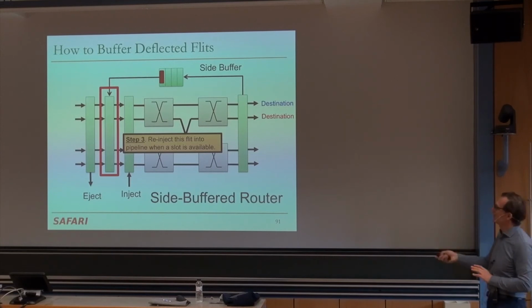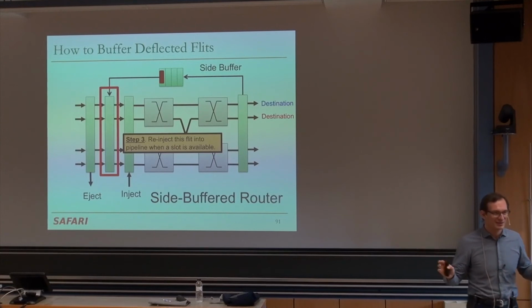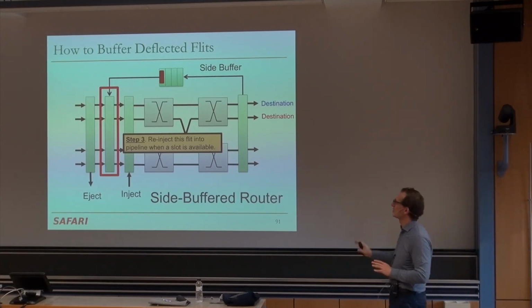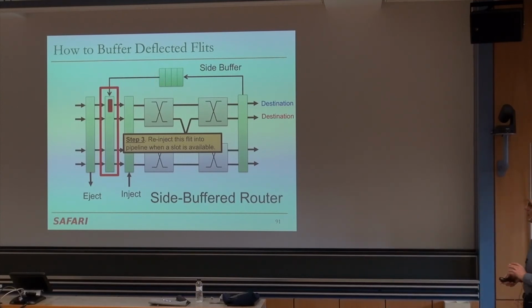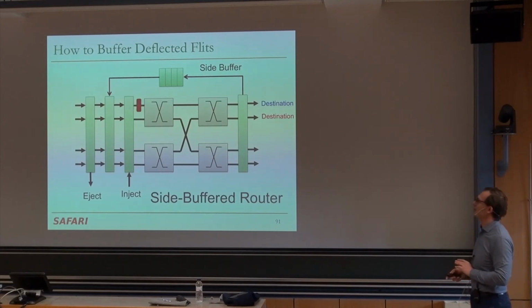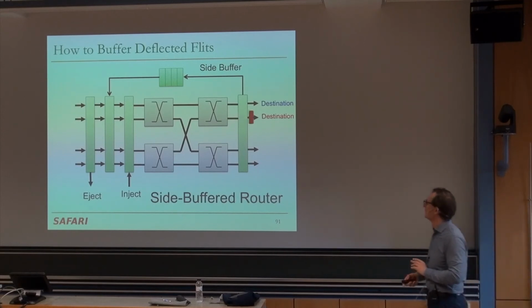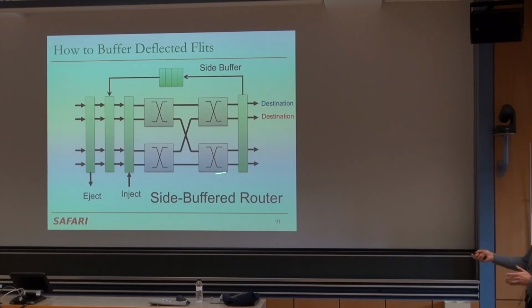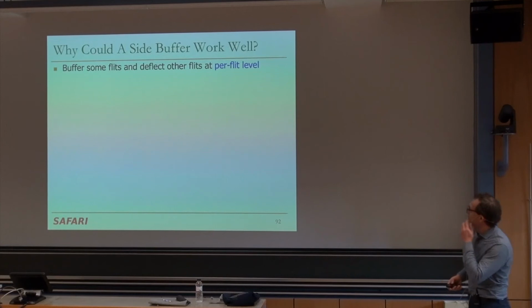So now you realize the difference between this buffer and the buffers over here. This is a much simpler to manage buffer. There is no need for credits over here, for example. It's very local. It's completely local. Nobody else needs to know about it other than this router. Okay, and then it gets injected, hopefully in the next cycle. If it's lucky, it goes to its destination. If it gets deflected again, it may go back into the side buffer. Okay. So this could also be called the loop back buffer. Basically, you're looping back into the injection port.